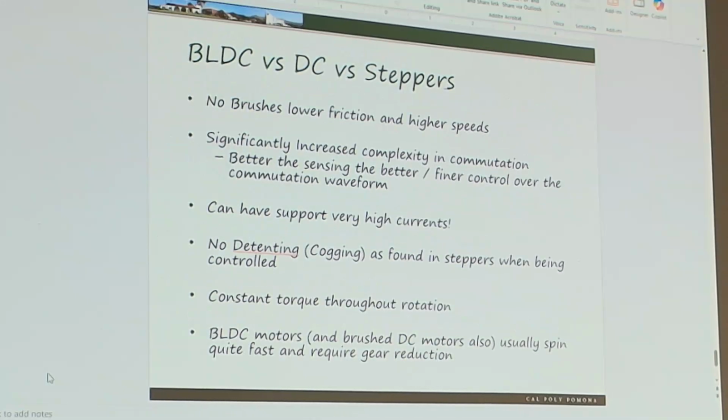So BLDCs versus steppers. No brushes, lower friction, significantly increased complexity for commutation. Versus BLDC versus DC versus steppers: DC has brushes, the others don't. But BLDCs and steppers are more complex. If I looked at complexity from easiest to most difficult, DC is the easiest for commutation. You do 2 little brushes, a way of winding in a certain way, you're done. Steppers are a little bit more difficult. BLDCs are the most difficult. The BLDCs can support the highest current. It's really the highest power, most efficient motor.